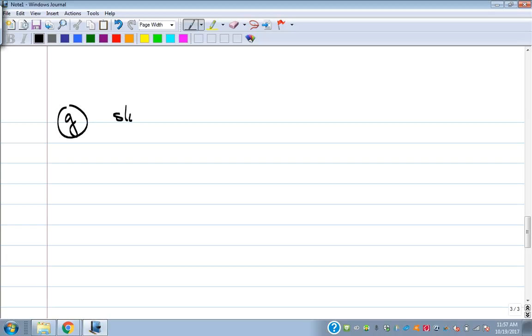Let's say it has a slope of 4 and it goes through 8, negative 2. What'd they give us? A point, and so what form does that tell us we need to start with? Point slope form. Okay, so they gave us a slope and a point, so we're going to do the point slope form.